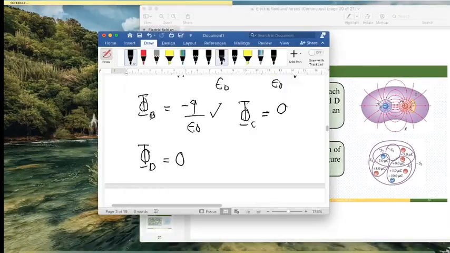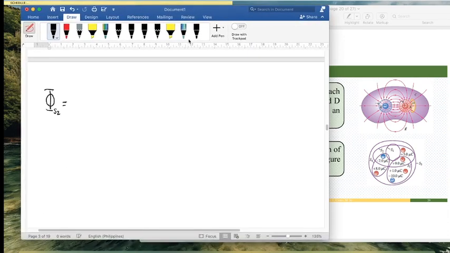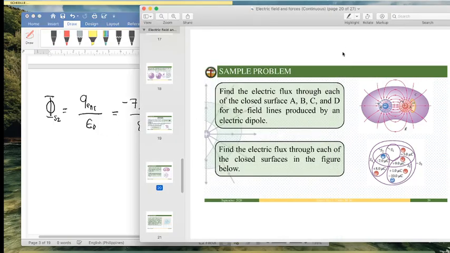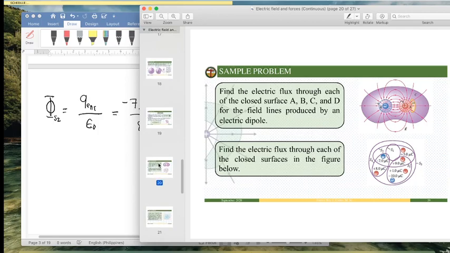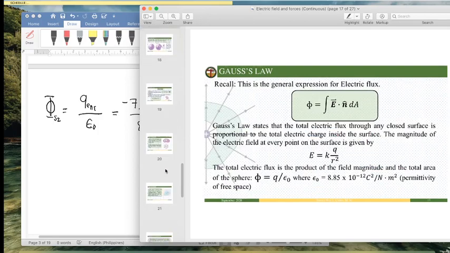So basically, electric flux for S2 is equal to the net charge, so the Q enclosed divided by epsilon sub naught. Then we have here Q enclosed as negative 7 microcoulomb plus the 9 microcoulomb plus 5 microcoulomb. Add lang nimo tanan ang nasa sulod ni surface 2 divided by 8.85 times 10 to the negative 12, your epsilon sub naught. Is it negative 12, no? So I think it is negative 12. Yeah, it is 8.85 times 10 to the negative 12.